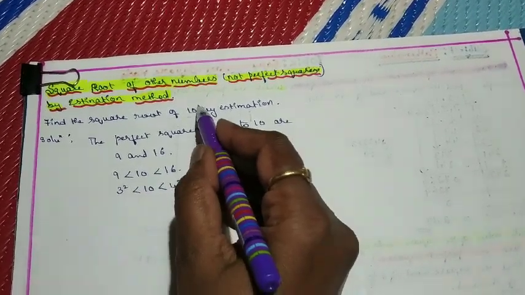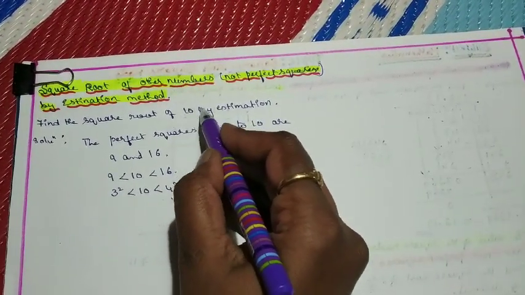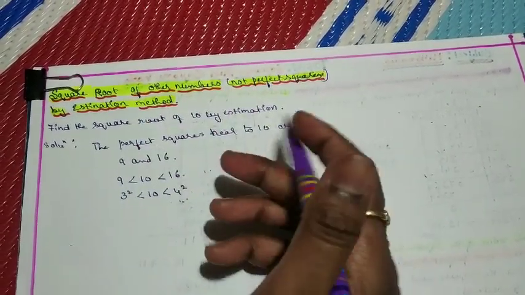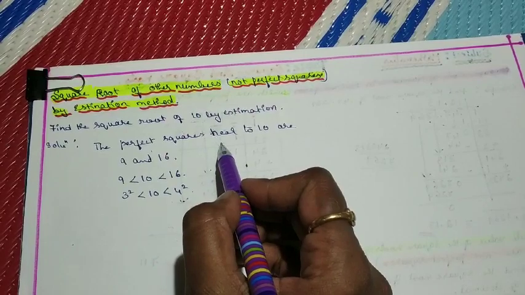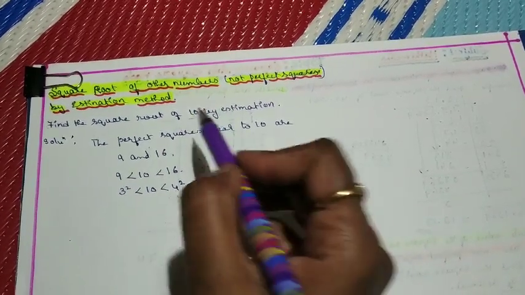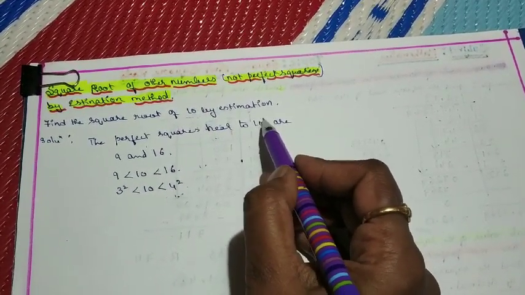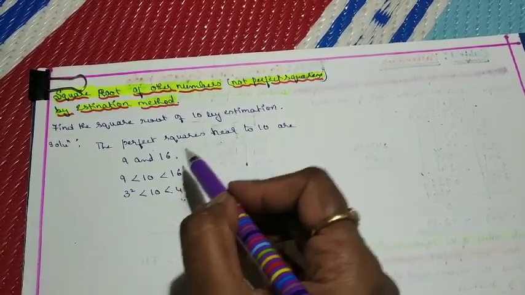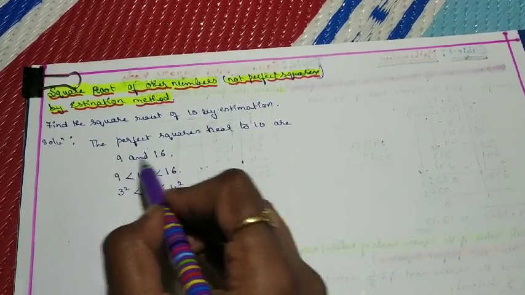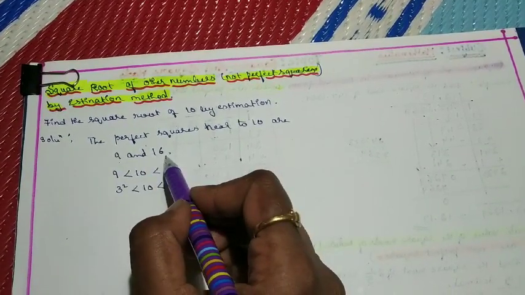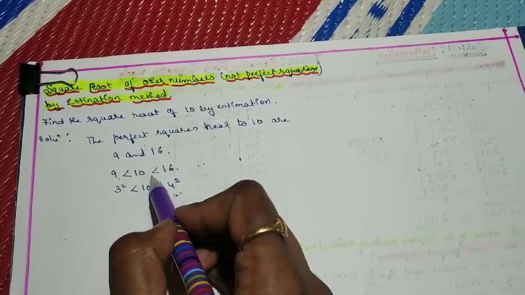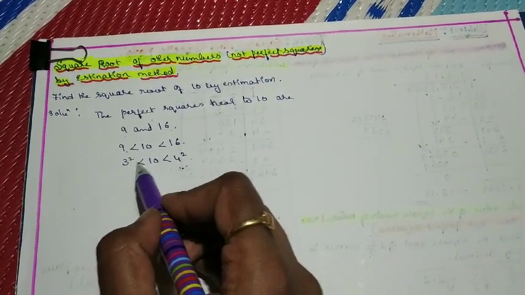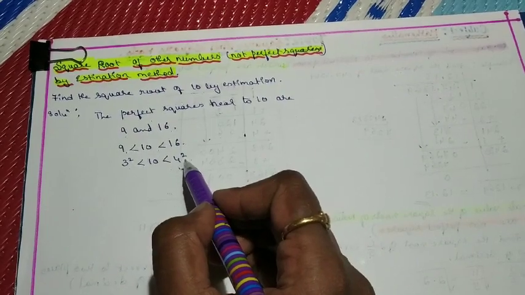First you need to find the two perfect squares between which this non-perfect square number lies, nearer to the given number. Here the given number is 10, and the perfect squares near it are 9 and 16. So 9 is less than 10, which is less than 16. So 9 and 16 can be written as 3 squared less than 10 and less than 4 squared.